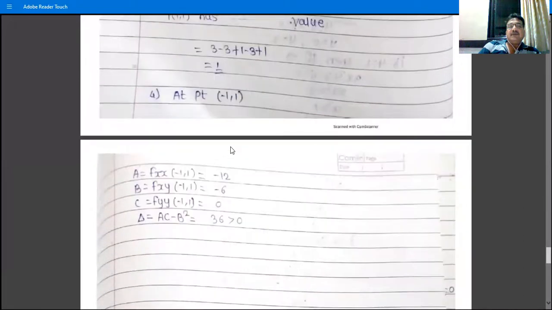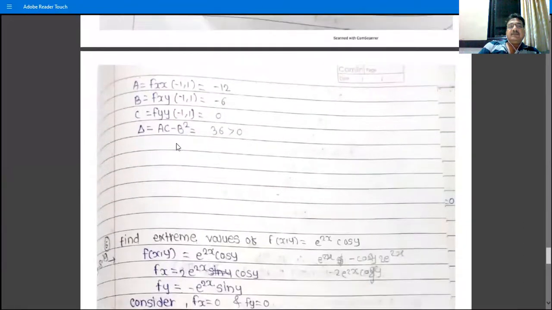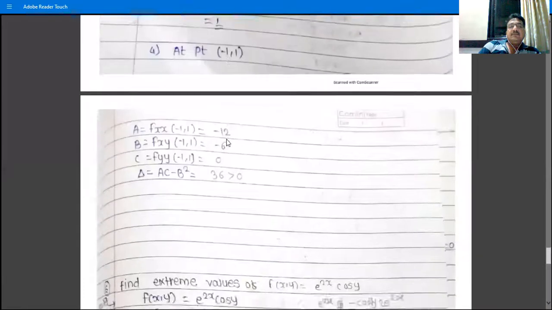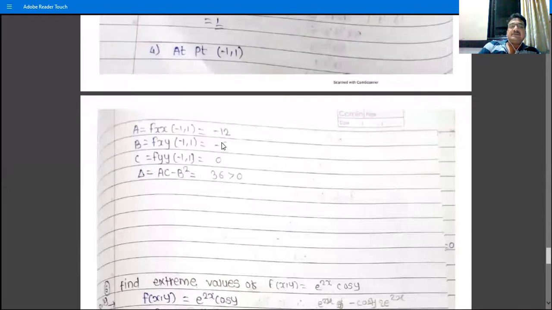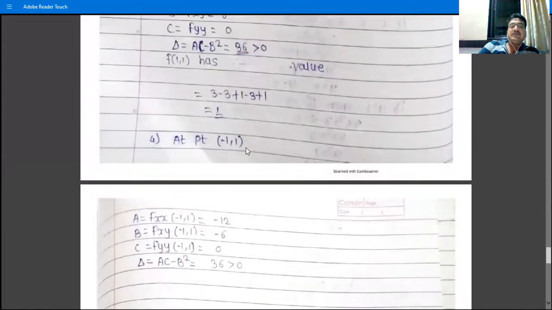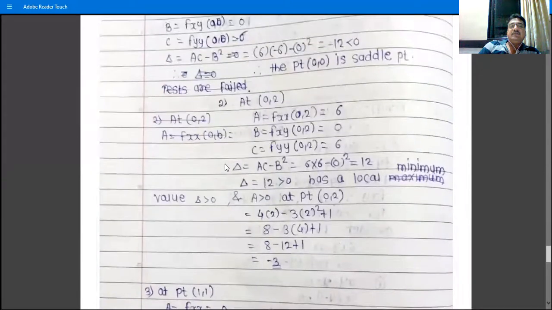Then at (minus 1, 1), find capital A, capital B, capital C, delta. Delta is what? AC minus B squared: 0 minus B. B is actually minus 6, but minus 6 squared is plus 36. So AC minus 12 into 0 is 0 minus 6 squared. Minus 6 squared is 36, so the answer is minus 36. And therefore (minus 1, 1) is also a saddle point.